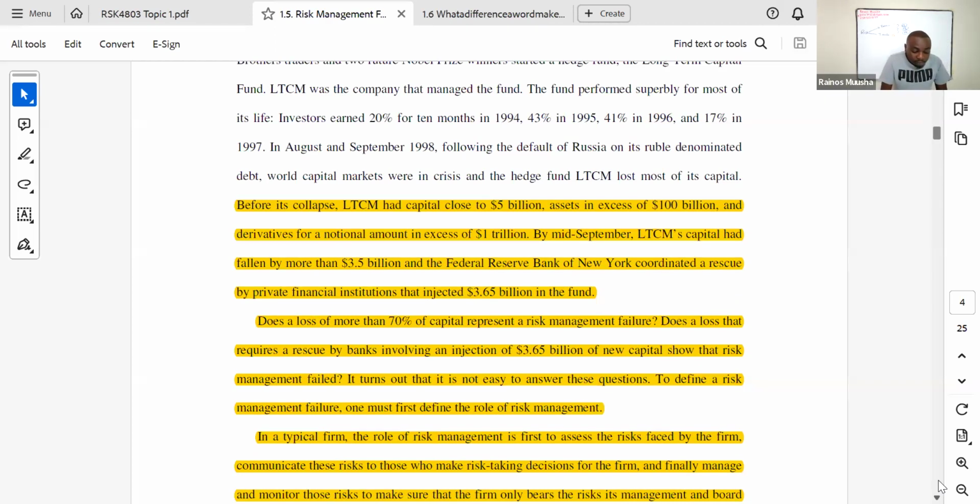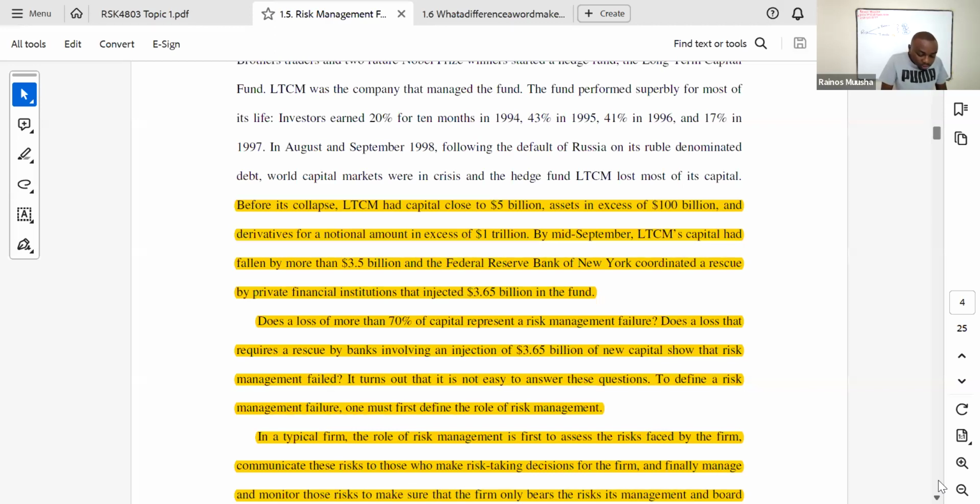So here they say, before its collapse, LTCM had capital close to 5 billion, assets in excess of 100 billion, and derivatives for a notional amount in excess of 1 trillion. By mid-September, LTCM's capital had fallen by more than 3.5 billion, and the Federal Reserve Bank of New York coordinated a rescue by private financial institutions that injected 3.65 billion in the fund.